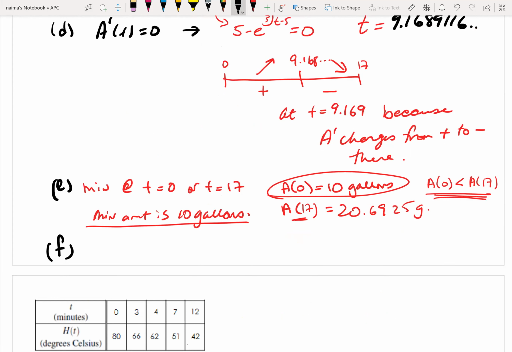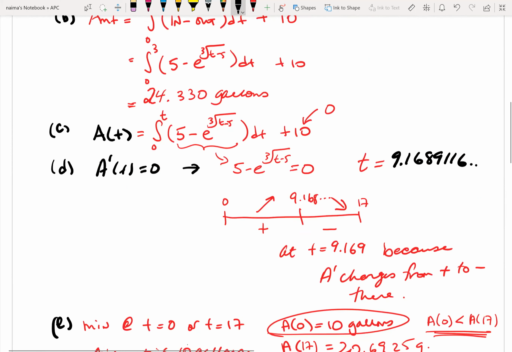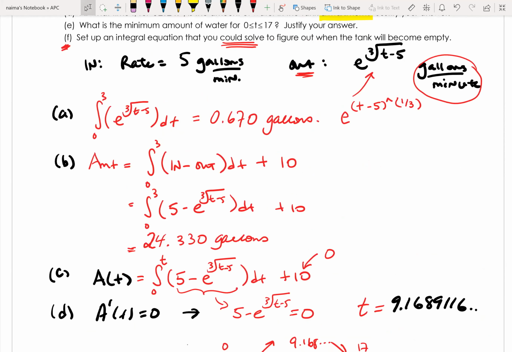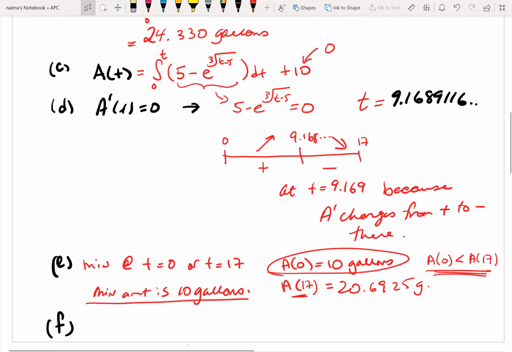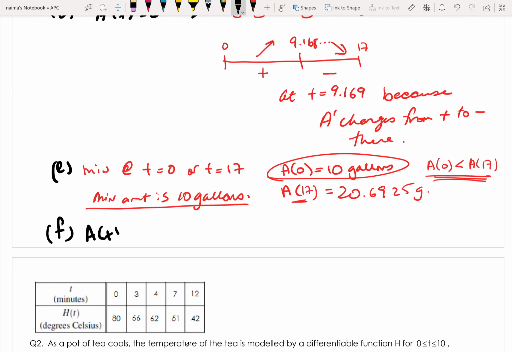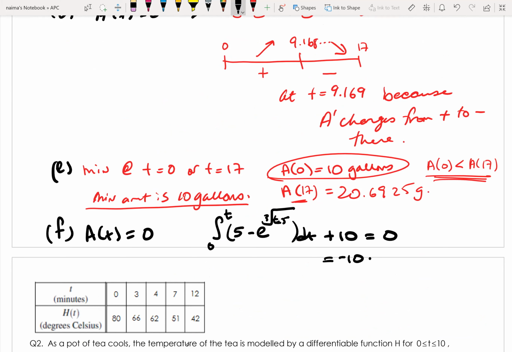So finally, for part F: set up an integral equation that you could solve to figure out when the tank will become empty. So the amount, what you want, is equal to 0. You want that to be 0. So essentially, the integral from 0 to t of 5 minus e to the power of cube root of t minus 5, that's minus 5 in there, dt plus 10 is equal to 0. Or you could put the 10 on the other side and say equal to negative 10. Okay.